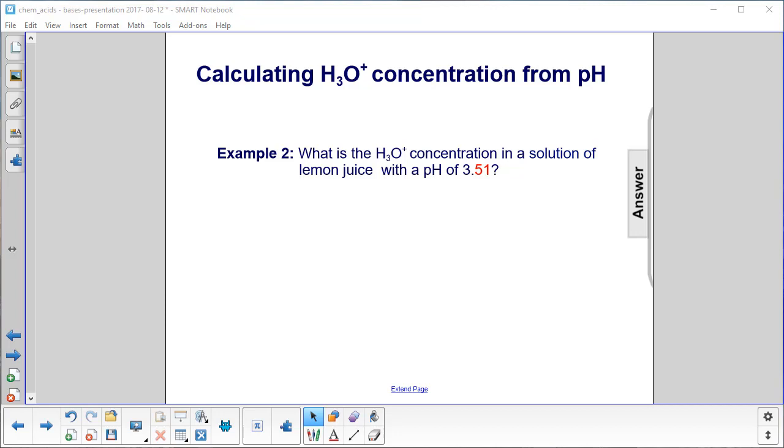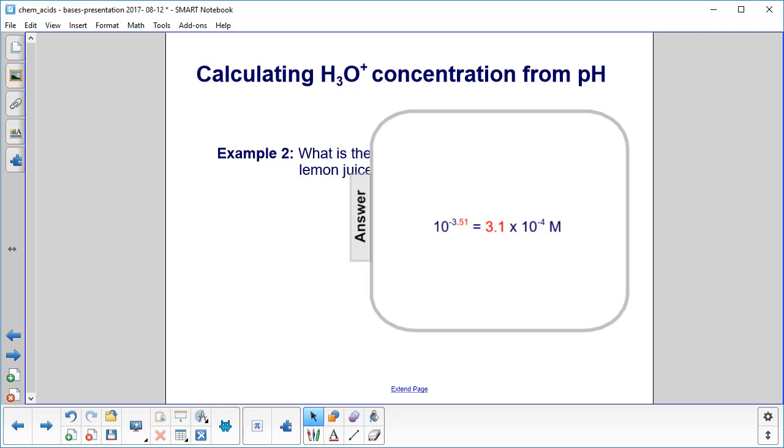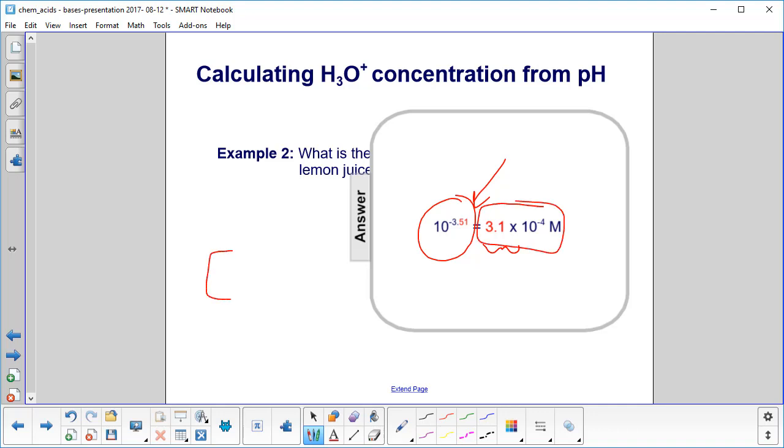So pause it if you need to, and if not, here we go. What we do is 10 to the negative 3.51, and see how there's 2 decimal places there? So my answer will have 2 figures here, 3.1, and this is my concentration, which you write this way, H3O plus, and you put the bracket on the other side.